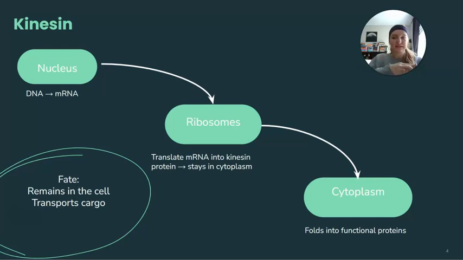So it starts in the nucleus. Again, DNA is transcribed into mRNA, which then goes into ribosomes, and that mRNA is translated into kinesin, and it stays in the cytoplasm, which is the last step, and it's folded into functional proteins from there. Like I said, it has a very short pathway. It remains in the cell and it helps to transport cargo.